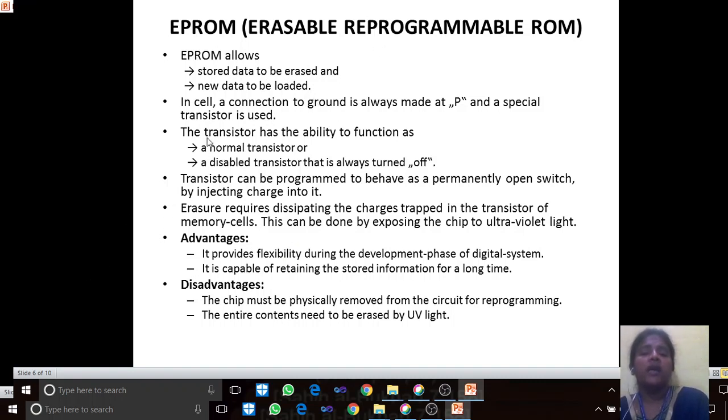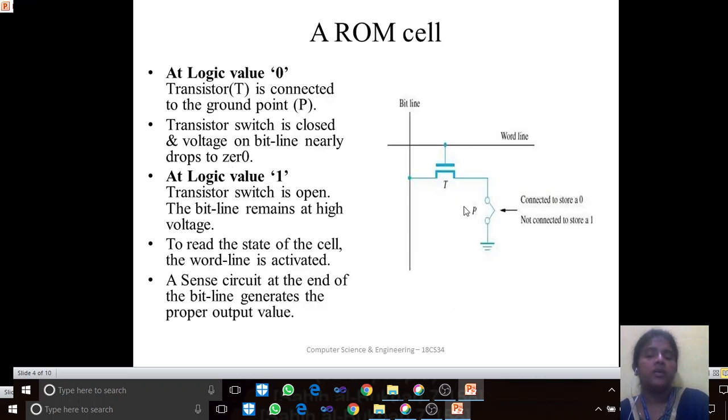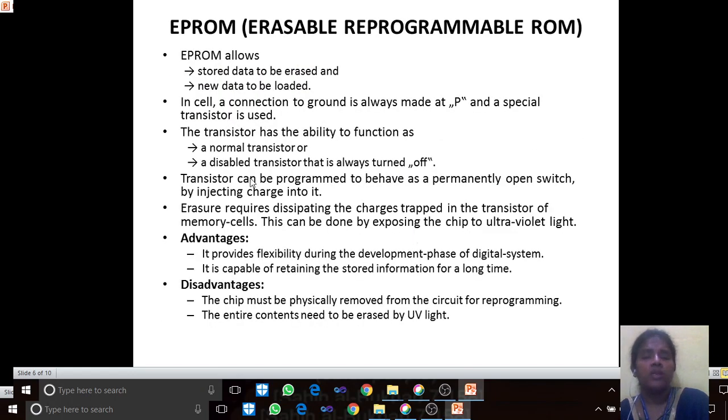In a cell, a connection to ground is always made at P, and a special transistor is used. What does that special transistor do? The transistor has the ability to function as a normal transistor or a disabled transistor, that is always turned off.